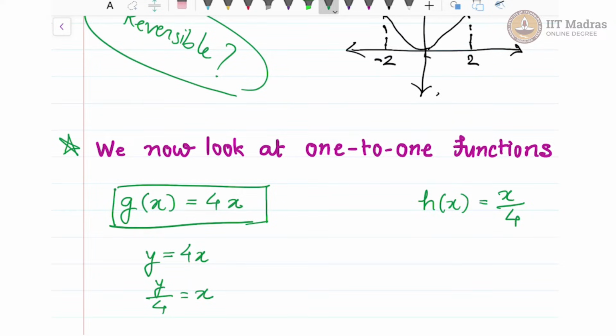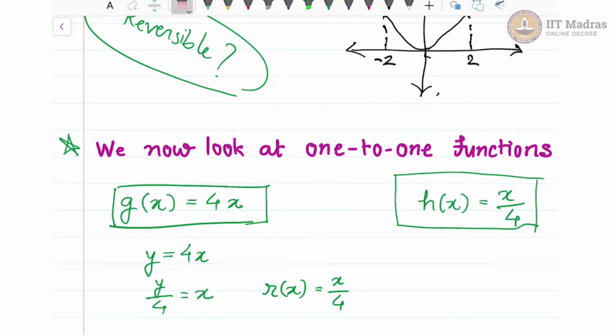Therefore I can write some function, let us say r(x), as x/4, and this function will actually give me the inverse of this. So let us take this function h(x) = x/4. I don't need to write r(x) = y/4, h(x) = x/4. Now if I start with this function and I want to get the value of x, what should I do?